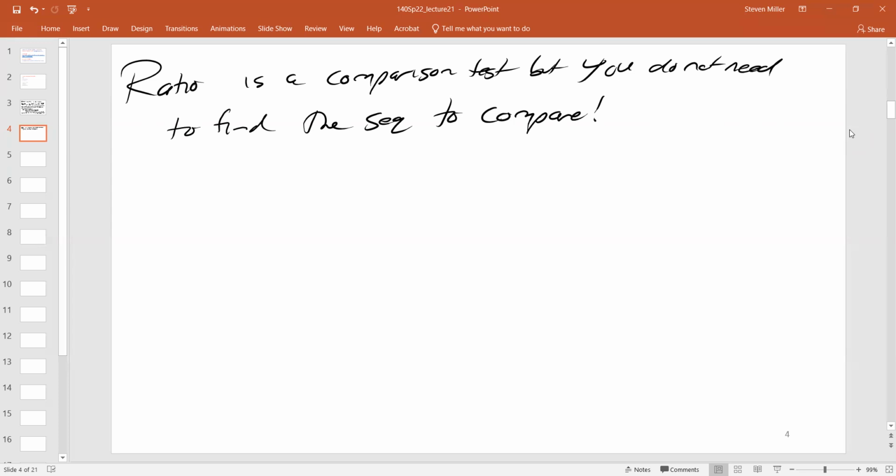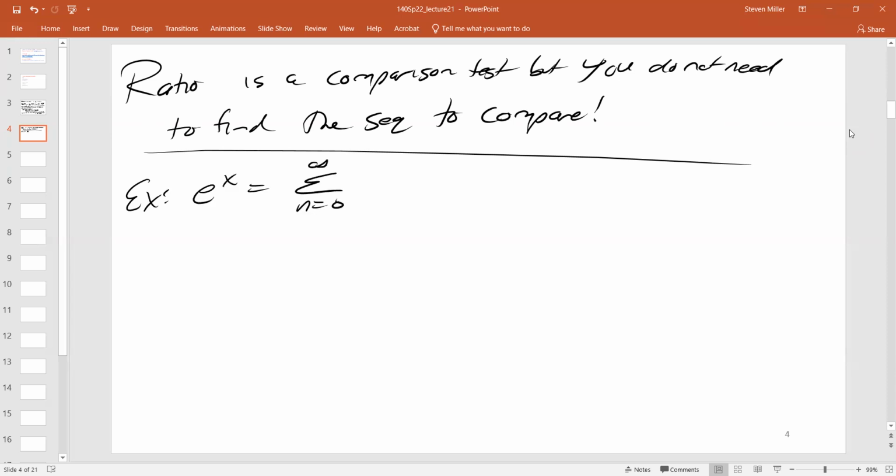So for example, let's do one of the most important examples of all. e^x is the sum as n goes from 0 to infinity of x^n over n factorial. So if I were to write that as a_n, or really a_n of x, what would a_n be? x^n over n factorial. Let's see if this converges. And if so, for what values of x does it converge?